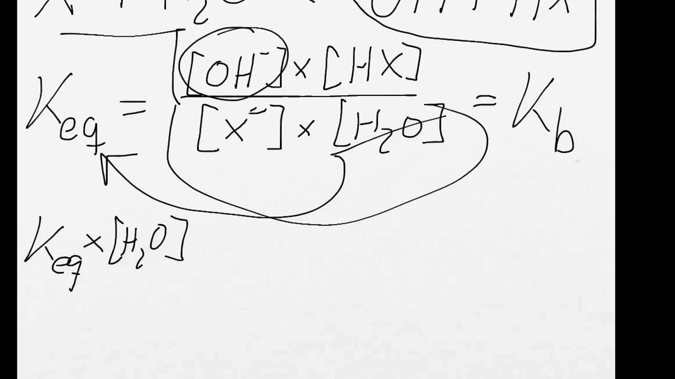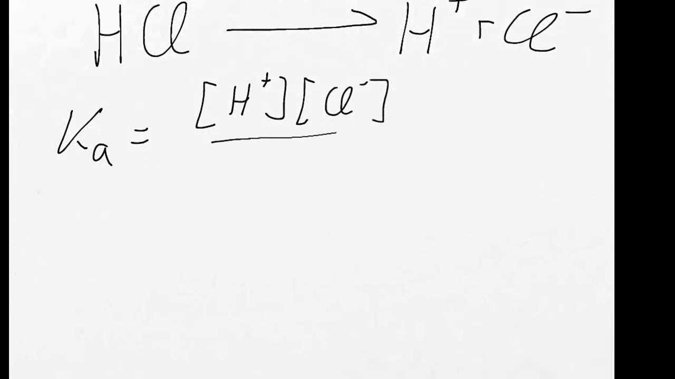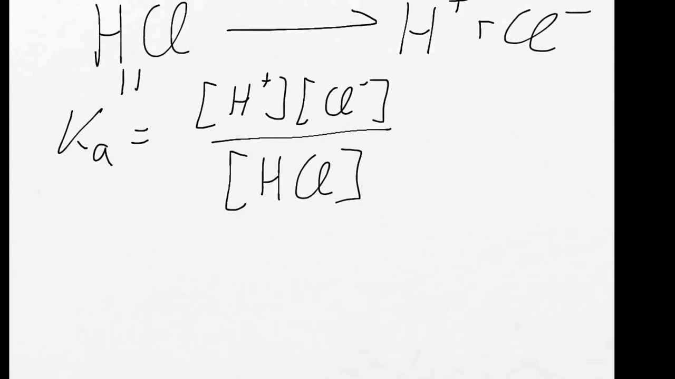Now, let's see what we can do with that. For example, we have our HCl, H plus, Cl minus. And we can write this as Ka equals proton times chloride divided by HCl. Now let's see roughly what number this Ka gives us. Let's say we start with, say, 1 molar. Yeah? And everything dissociates of this 1 molar.